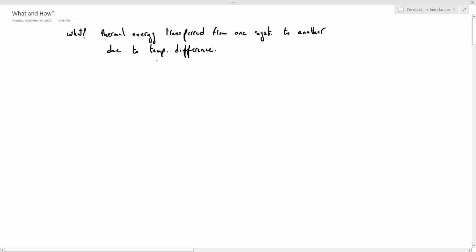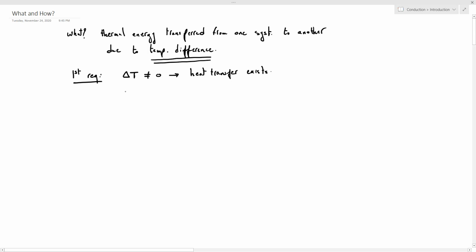So the first requirement for heat transfer to occur is the existence of a temperature difference. So this is the first requirement: delta T, the temperature difference, should be different than 0. Then we can say that heat transfer exists.